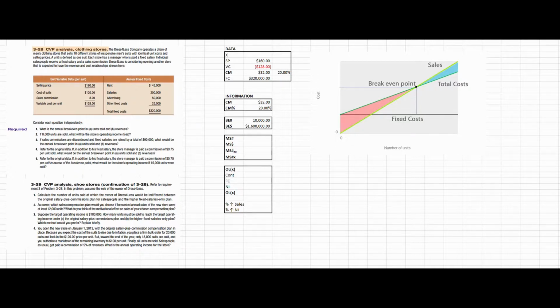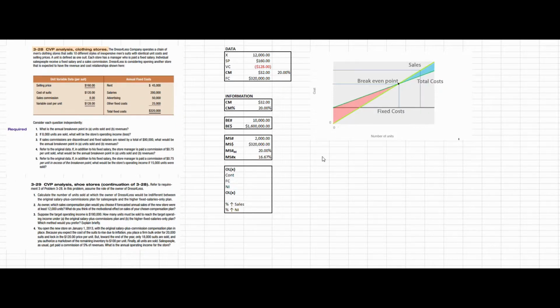which leads us into the next piece of information that we would want to generate if we have a given level of output or an expected level of output. Okay, let's assume that our expected level of sales is 12,000 units. If we have that fourth piece of data, we can also calculate information regarding our margin of safety. So to calculate our margin of safety in units, that's going to be the excess of our expected or actual level of output over our break-even in units. In this case, it's 12,000.